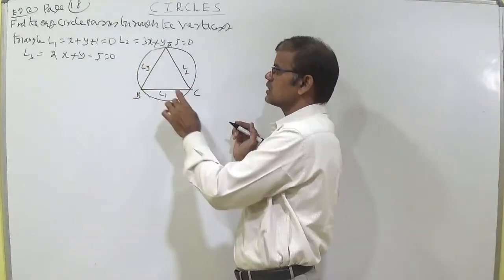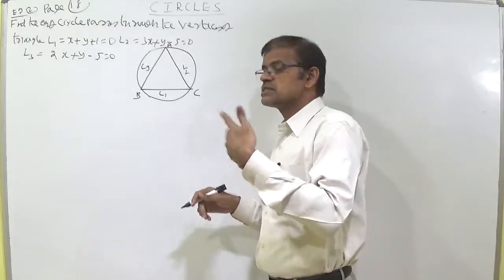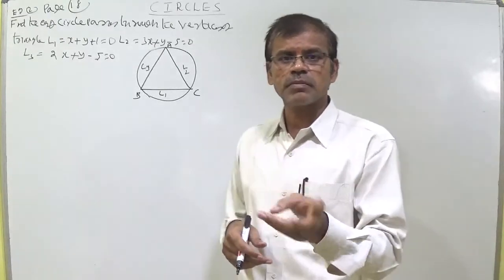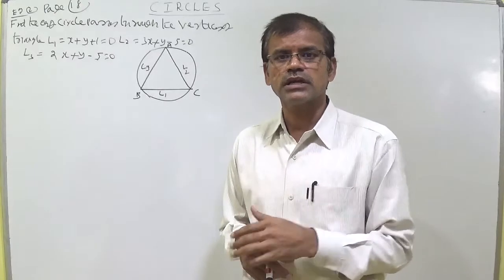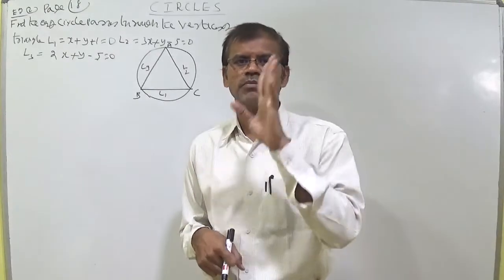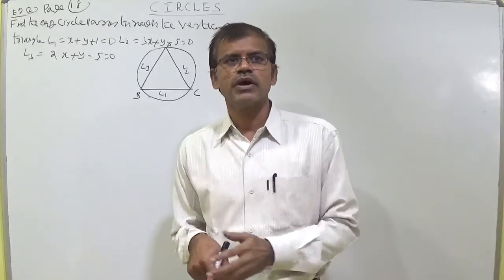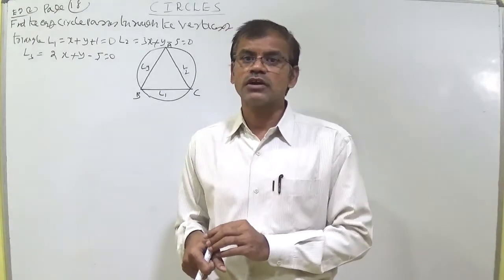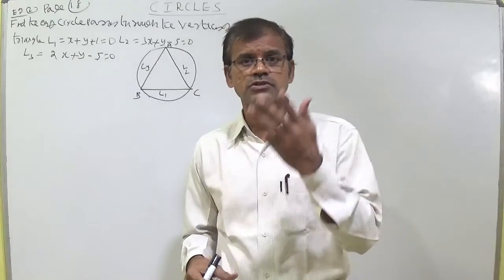If you solve L3 and L1, you get B. So by solving the equations L1, L2 separately, L2, L3 separately, L3, L1 separately, you will be getting the vertices of the triangle. So it is nothing but a triple of points. Whenever a triple of points is given, we can find the equation of the circle passing through them.